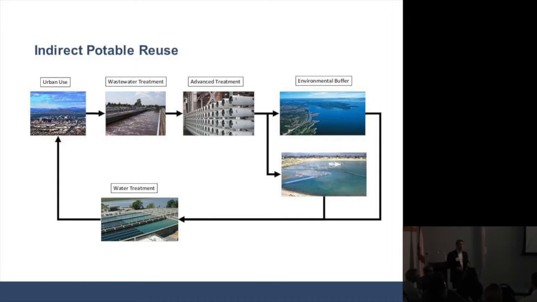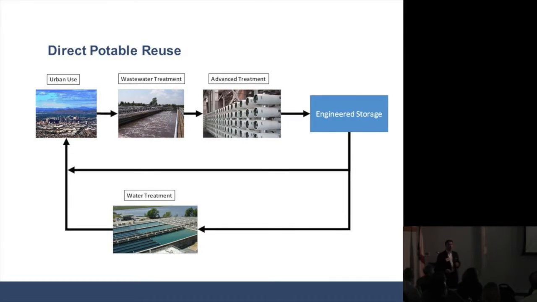When we move from indirect potable reuse to direct potable reuse, what we're doing is essentially eliminating the environmental buffer. So now we've still got the advanced treatment. There are a number of different technologies that can be used to get us there, whether it's a reverse osmosis membrane-based treatment or an ozone biofiltration treatment. I'll talk a little bit about those. But what we do is we get rid of that environmental buffer and we put in engineered storage. So that water is detained in some sort of a tank or reservoir for a certain period of time, and then is later treated at a drinking water treatment plant, or in some cases goes direct to the distribution system without any further treatment.